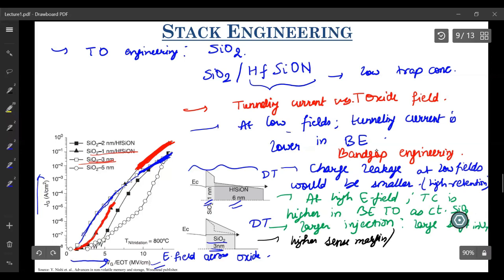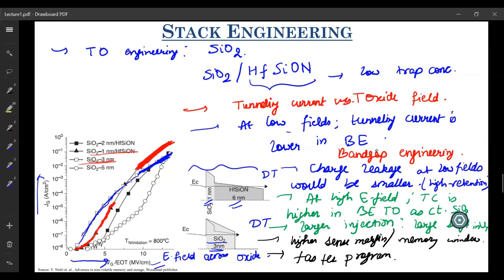or what it's also called? It's memory window, higher memory window. And also faster program, right? Because the larger the current, the faster the program is. So just by engineering your tunneling oxide, you can enhance the retention, and you can make the program faster, and you can increase the memory window. So this was the engineering that people did with tunneling oxide.